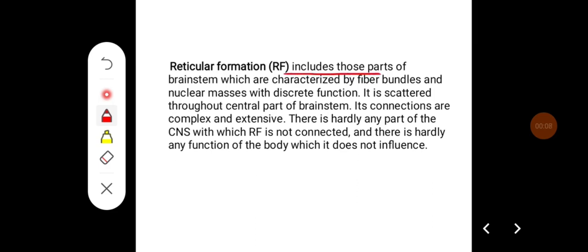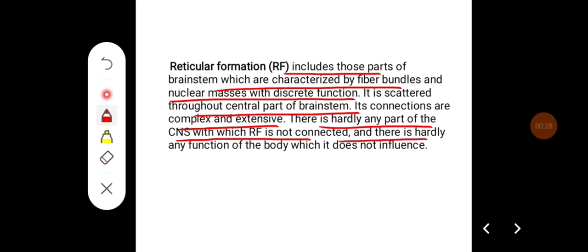Reticular formation includes those parts of the brainstem which are characterized by fiber bundles and nuclear masses with discrete function. It is scattered throughout the central part of the brainstem. Its connections are complex and extensive. There is hardly any part of the CNS with which the reticular formation is not connected, and there is hardly any function of the body which is not influenced by the reticular formation.